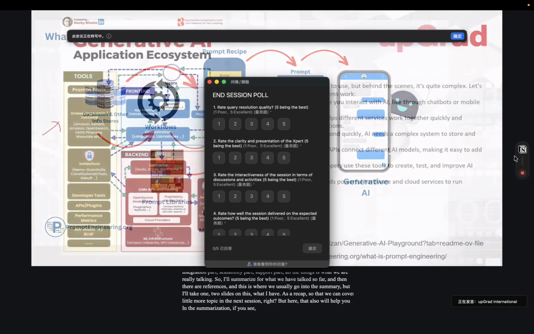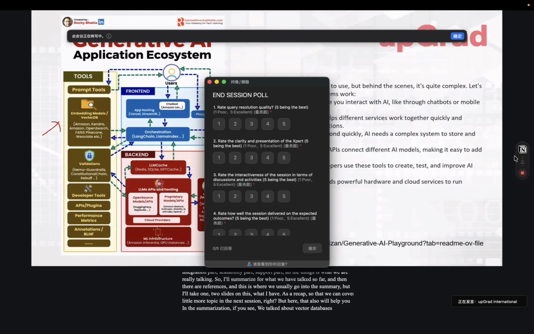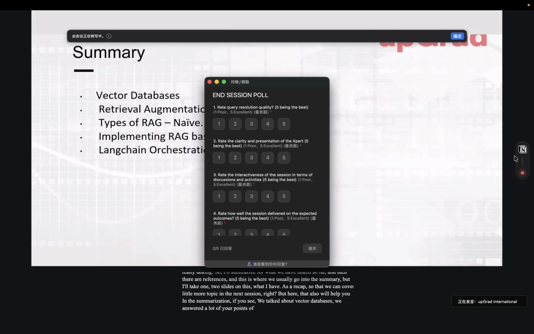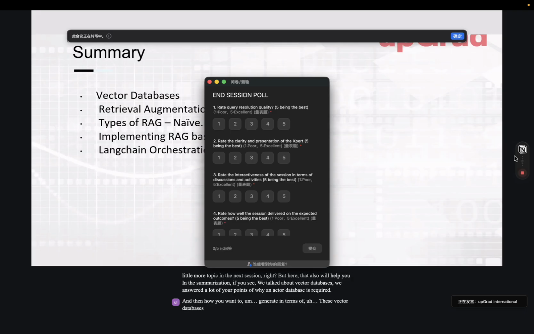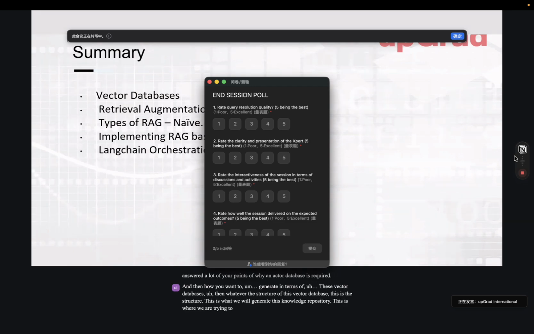If you see, we talked about vector databases. We answered a lot of your points on why a vector database is required, and how you want to generate these vector databases, whatever the structure of this vector database. This is the structure, this is what we will generate as the knowledge repository, where we are trying to push the data, and what we agreed on is the vector embeddings.